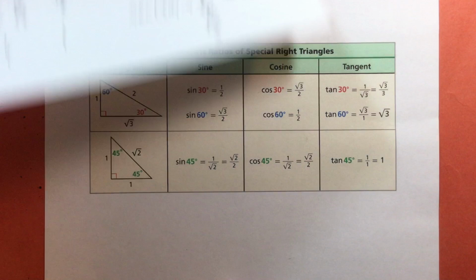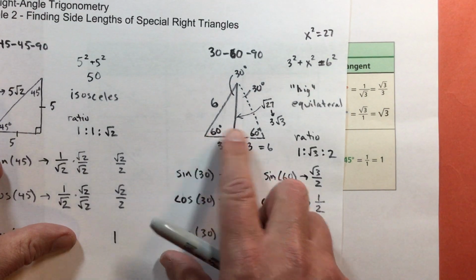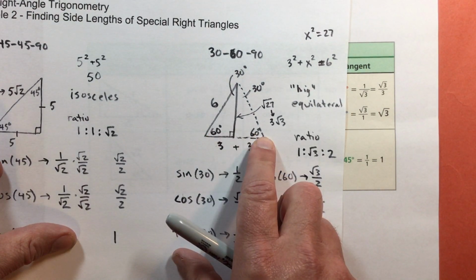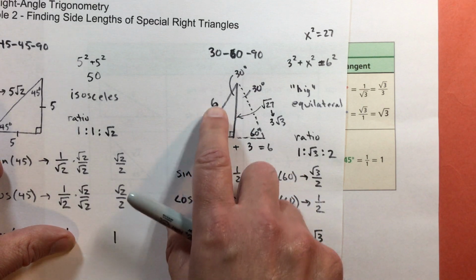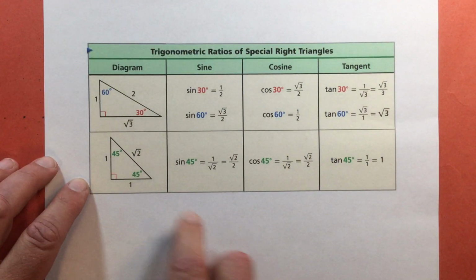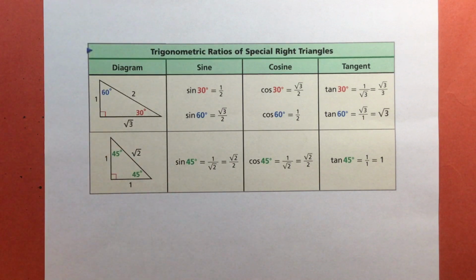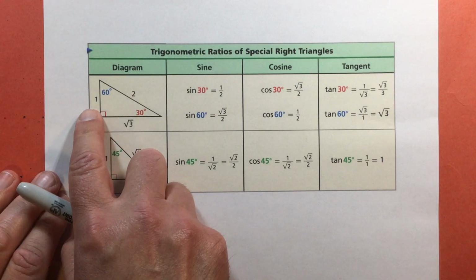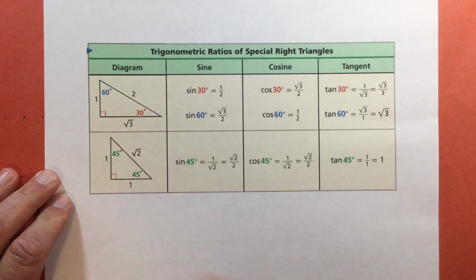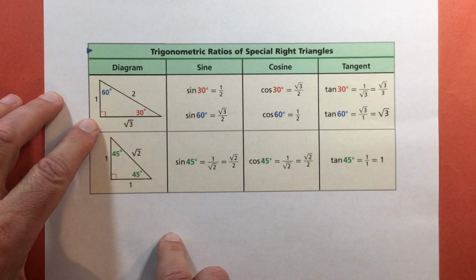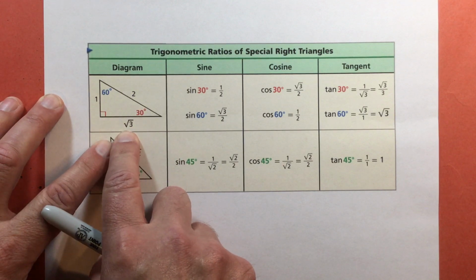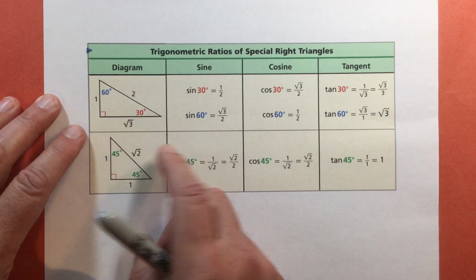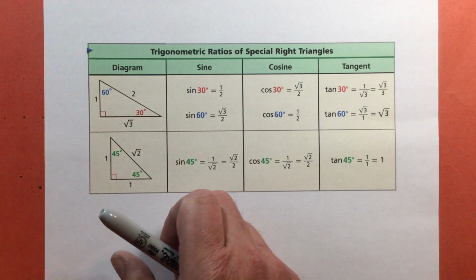For the 30, 60, 90, we get the ratios by making an equilateral triangle and then figuring out that the short leg is always half of the hypotenuse. Excuse me, I said that wrong. Rewind. The short leg is always half of the hypotenuse. And using the Pythagorean theorem, we find out that the other leg is going to be square root of 3. And again, I can scale that up to whatever size I want.